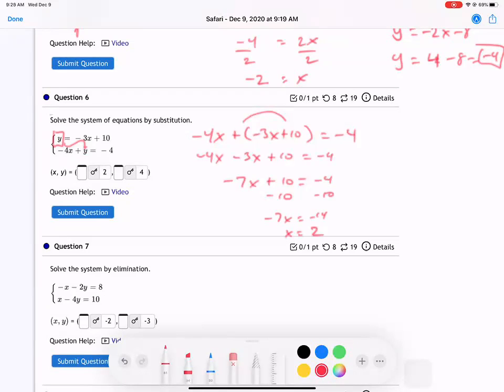Now, once I know that x is positive 2, we can use the top equation. See, it says y is equal to. It's going to solve for y for us as long as we plug in x. y is equal to negative 3x plus 10. And that's negative 6 plus 10, which is 4. y is equal to 4. So our point is x is 2, y is 4.